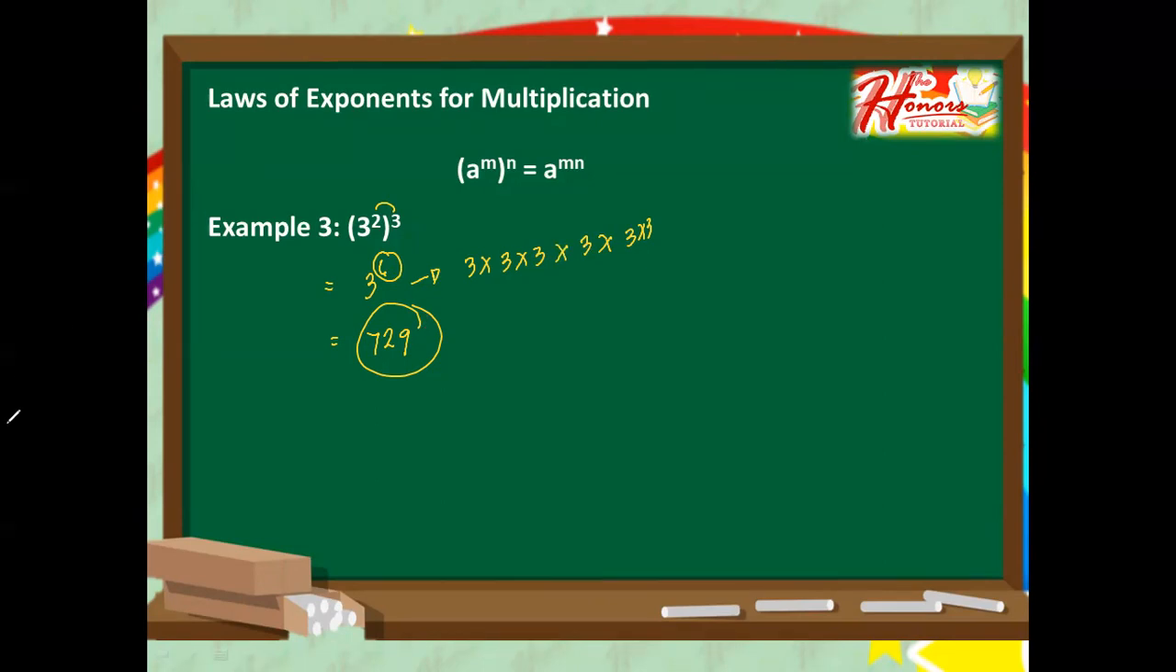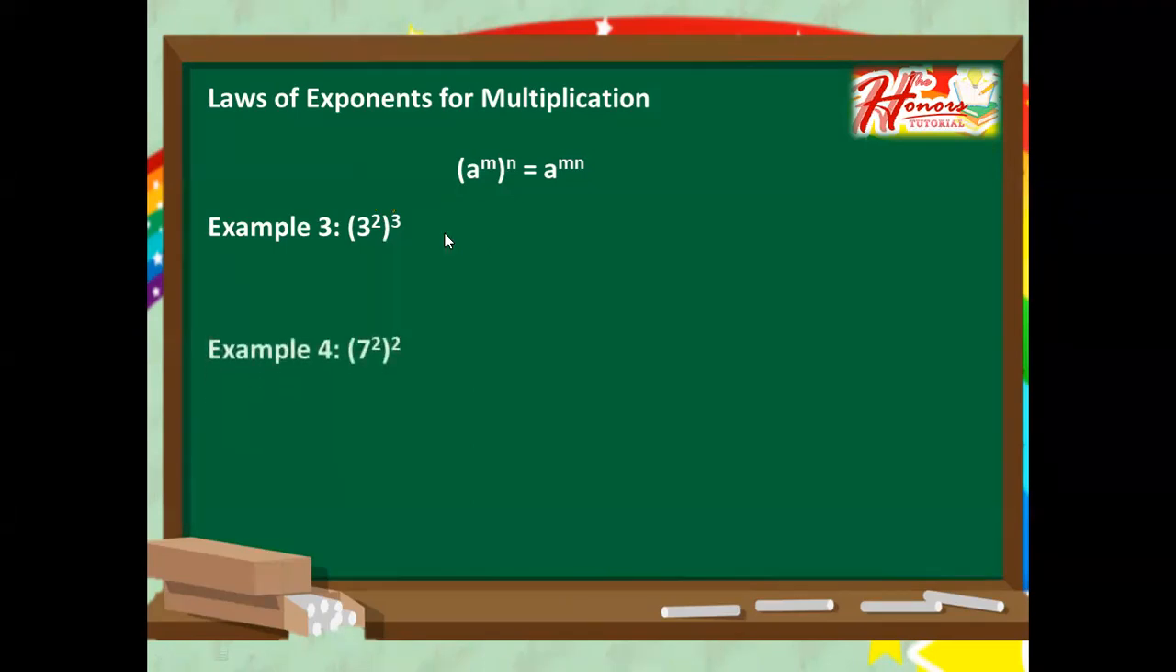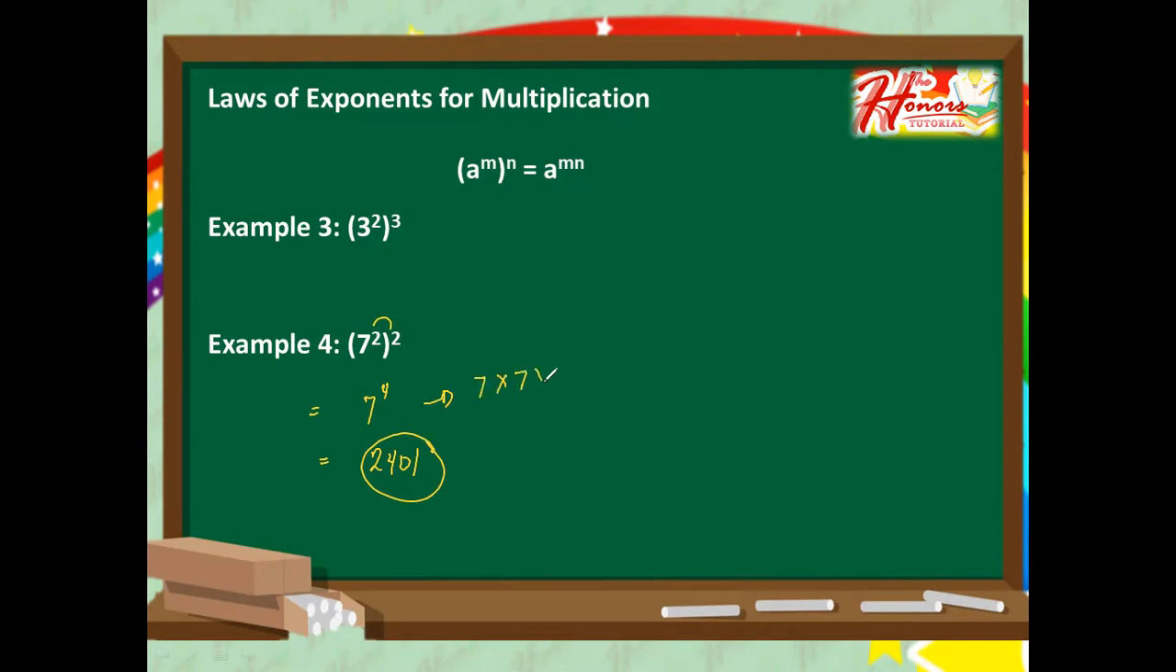Let's have another example. How about this? Same process. Multiply the exponent inside and outside. So that is 7 raised to 4. Same process. 7 raised to 4 is not 7 times 4. No, it's not. It is 2,401. Why? It is because 7 raised to 4 means 7 times 7 times 7 times 7. Meaning your exponent is telling you how many times you are going to multiply your base to itself. And that is 4 times.